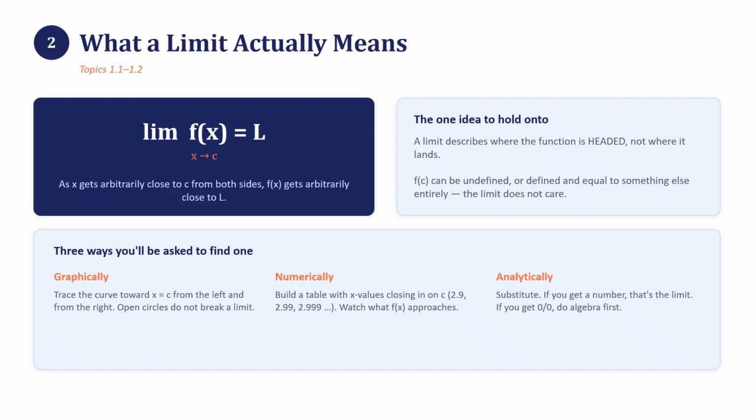Alright, first, what does a limit mean? So a limit just means when x gets arbitrarily close to c from both sides, f of x also gets close to L. For an example, it would be limit of x squared plus 3 as x goes to 2. What is the answer of that? So you'd plug in 2 for x and find the answer.